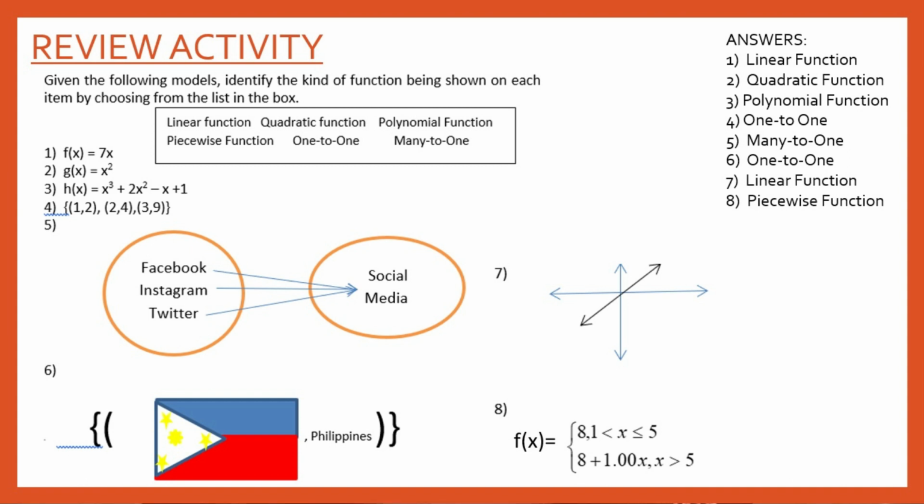Number 8, f of x is equal to 8 when x is less than or equal to 5 but greater than 1, and f of x is equal to 8 plus 1x when x is greater than 5. That's correct. It's a piecewise function.